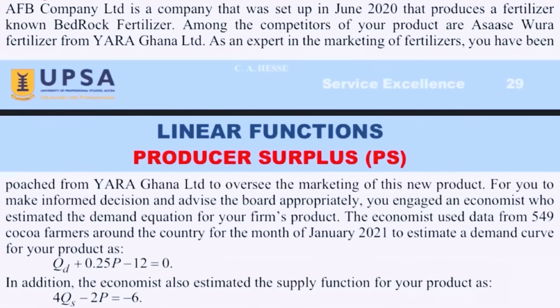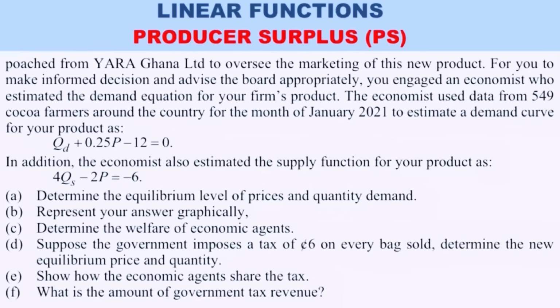In addition, the economist also estimated the supply function for your product as 4QS minus 2P is equal to negative 6. Then the question says: A. Determine the equilibrium level of prices and quantity demanded. B. Represent your answer graphically. C. Determine the welfare of economic agents. D. Suppose the government imposes a tax of 6 cedis on every bag sold. Determine the new equilibrium price and quantity. E. Show how the economic agents share the tax. And F. What is the amount of government tax revenue?